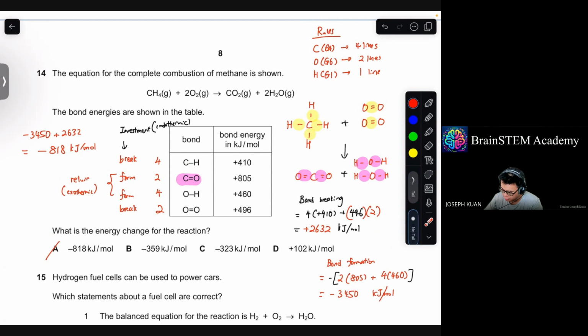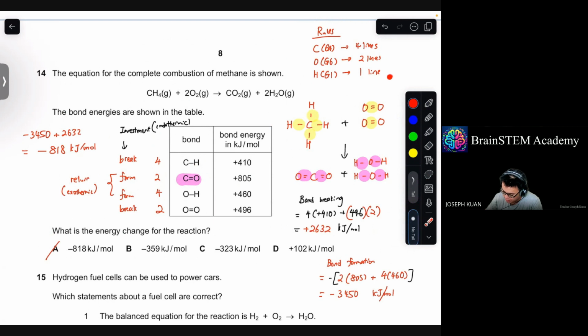So first of all, our structures are correct. The mistake that we made is we forgot to look at the coefficients. Actually, it's me. I forgot to look at the coefficients. So don't be like me. Always check your answers, and then you can jot it down here. So you see the investment: I'm investing 4 CH bonds, and 2 oxygen-oxygen double covalent bonds. And for the return part, it's returning me 2 CO bonds and then 4 OH bonds.